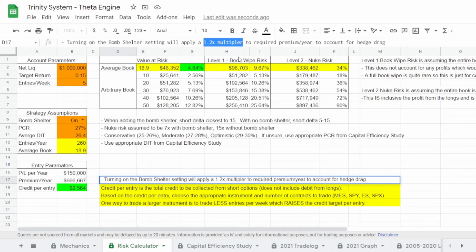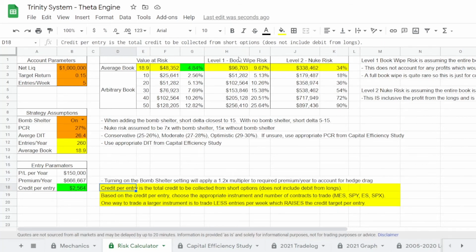So right now, again, I'm going to have the $1 million net liq. I'm going to leave the target return at 15%. Entries per week is 5. I'll turn on the bomb shelter. PCR average guarantee doesn't change, but right now you can see that the credit per entry goes from 21.37 to 25.64, right? So I need to sell more premium. So that increases all of the value at risk by a little bit. The book wipe risk goes up, but the nuke risk, again, I mentioned in the formula, I'm using 7x if you have the bomb shelter in place.